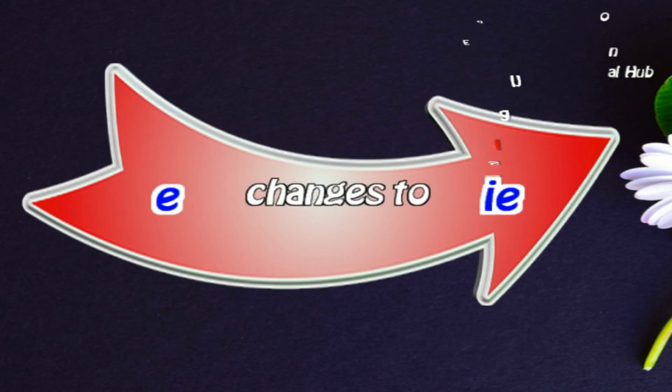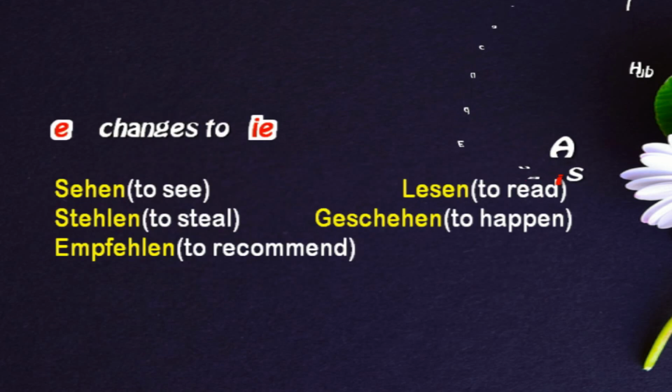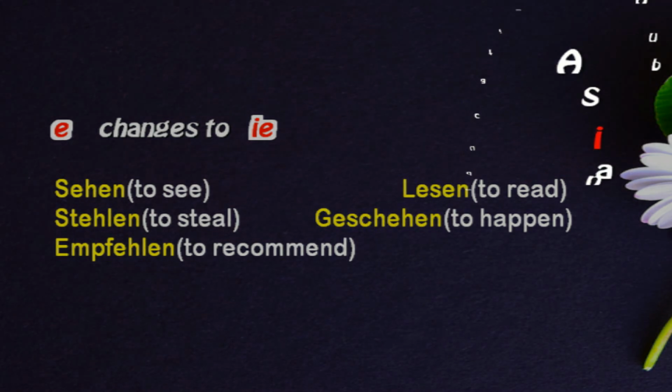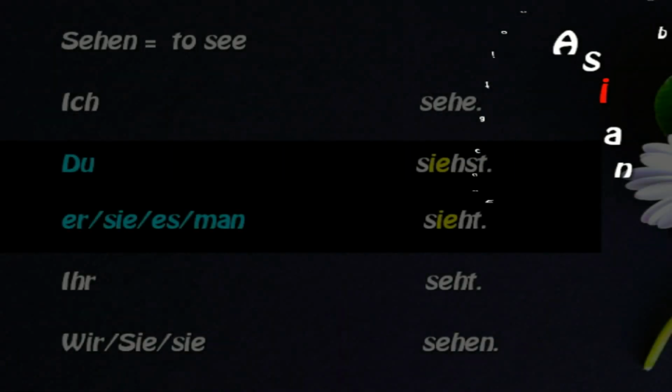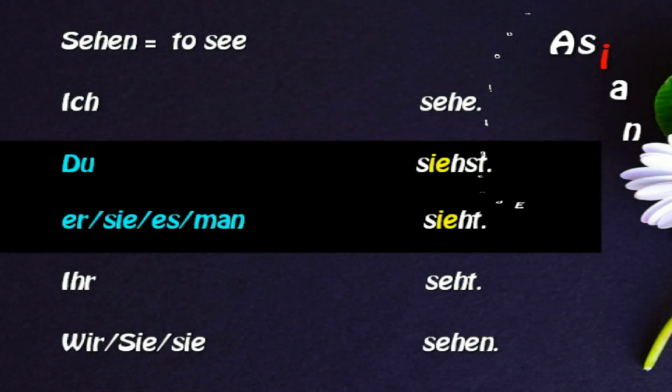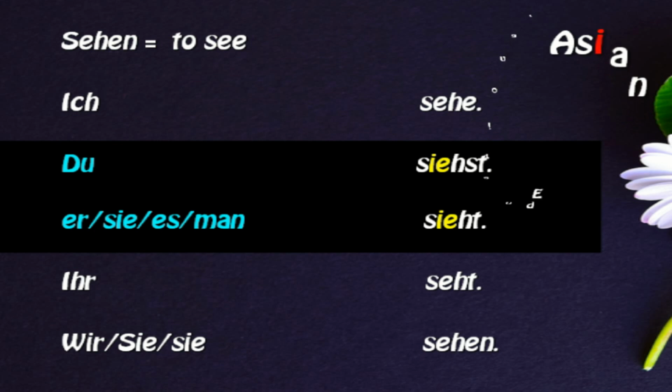Now let us see the third type of verbs where e changes to ie. Some verbs are here: sehen, lesen, stehlen, geschehen, and empfehlen. Let us see the conjugation of sehen. Sehen means to see. Ich sehe, du siehst, sie/es/man sieht, ihr seht, and wir/sie sehen. So we have replaced here e with ie.